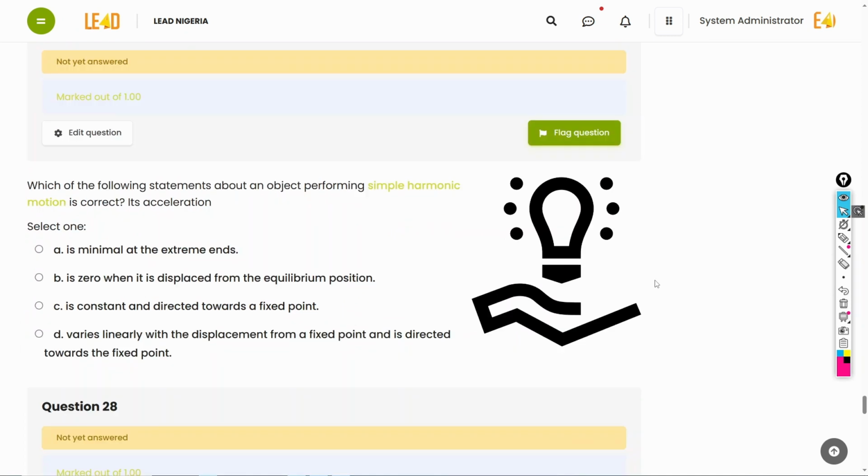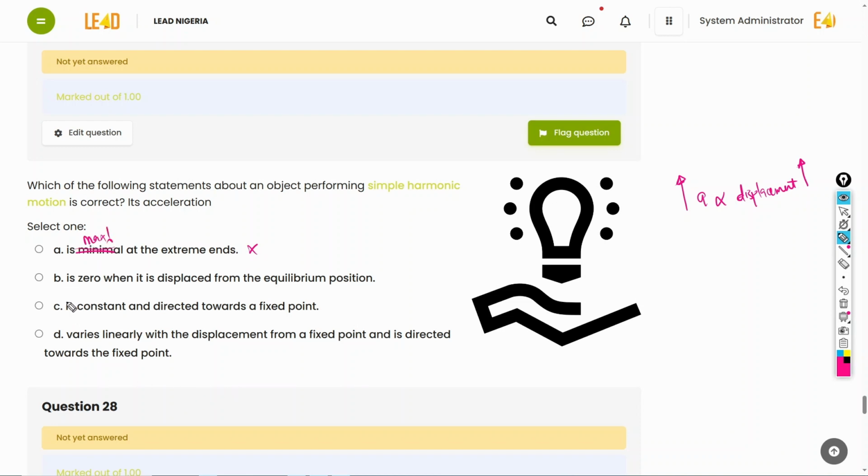27. Which of the following statements about an object performing simple harmonic motion is correct? A: acceleration is minimal at the extreme ends. Now, acceleration is directly proportional to displacement, right? So when the displacement is highest, acceleration would always be highest. So this statement is wrong, because it's supposed to be maximal at the extremes.